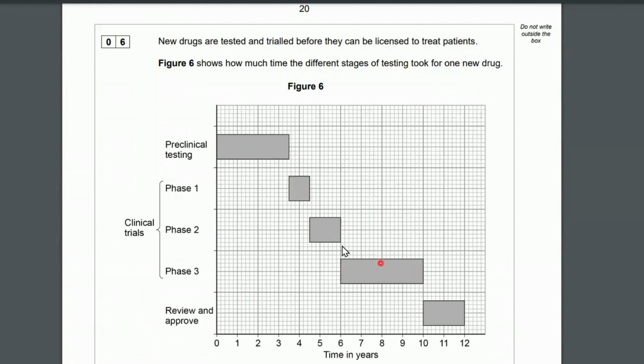So you kind of got 4 years, year and a half, 5.5 years, 6.5 years, the whole of the clinical phase. And then we've got the review, the data, and approve takes 2 years. So the whole from starting to test a drug to when it's on the shops, in the chemist, in Boots and other pharmacies is 12 years.